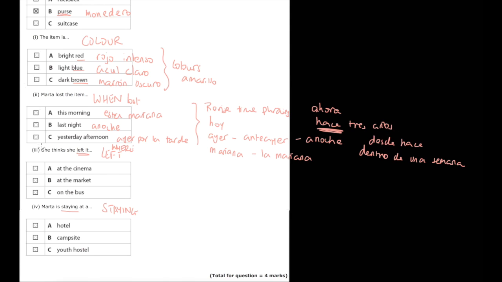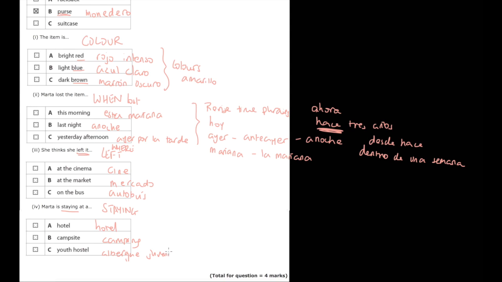The next thing we're going to do is look at this. She thinks she left it at the cinema, so we know that cinema is cine. At the market, so we know that it's mercado. And on the bus, we know that it's autobús. Okay, so it's handy to know these expressions. And then Marta is staying at a hotel, hotel, campsite, camping, and youth hostel. Remember, albergue juvenil.